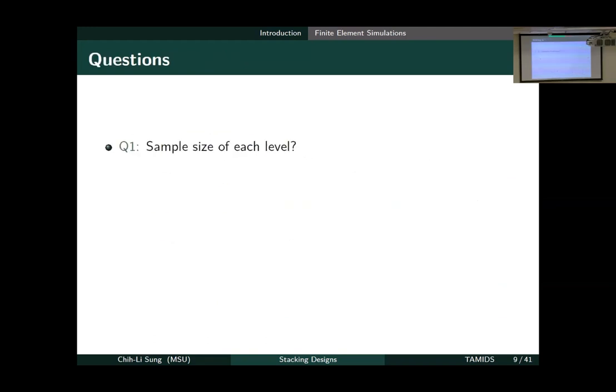All right, so those approaches are very promising, but I think there are some important questions that have not been answered. First of all, what is the sample size for each level? Suppose I have 5 different levels of simulations. How do I decide the sample size for those simulations? Of course, if I want to increase the accuracy of my model predictions, I can just spend all of my budget on high fidelity simulations, but it's going to be very costly, right? So we have to determine these sample sizes by accounting for the computational cost of each fidelity simulation.